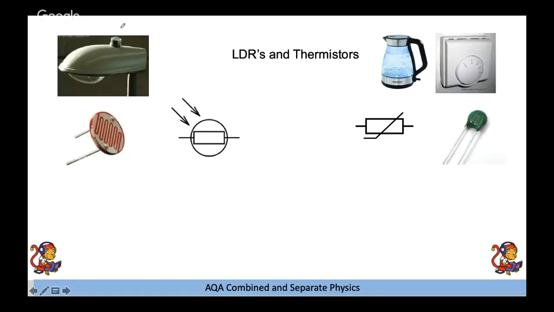So an example is a street light. On the top there is an LDR. Thermistors will be in a thermostat or also in a kettle or oven. Here are their circuit symbols for them both. And you need to know the relationship between, in this case for an LDR, light, and for a thermistor, temperature, and its job of changing the resistance.